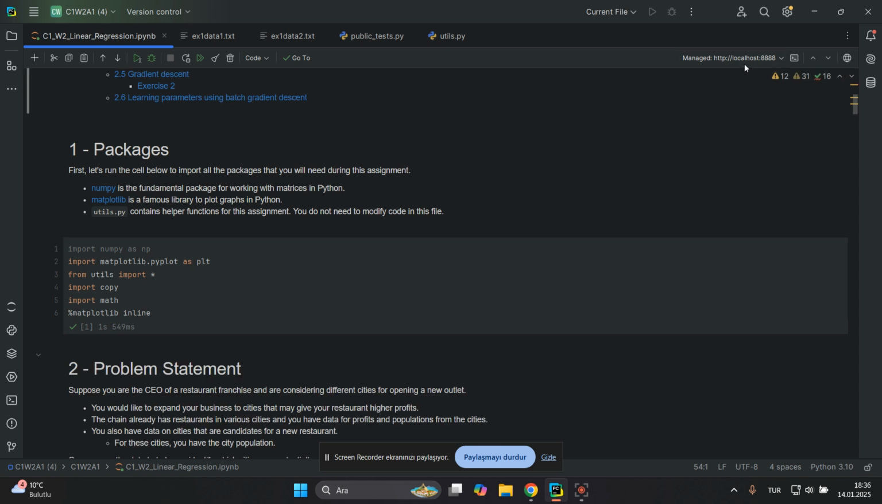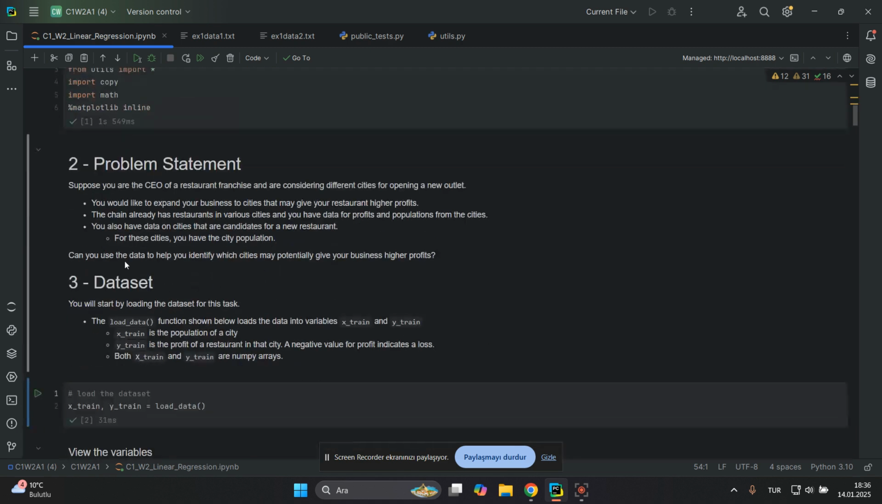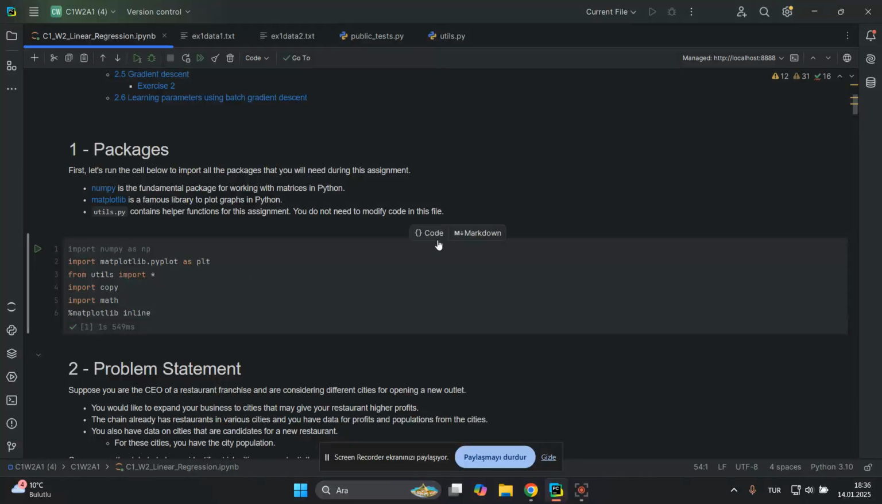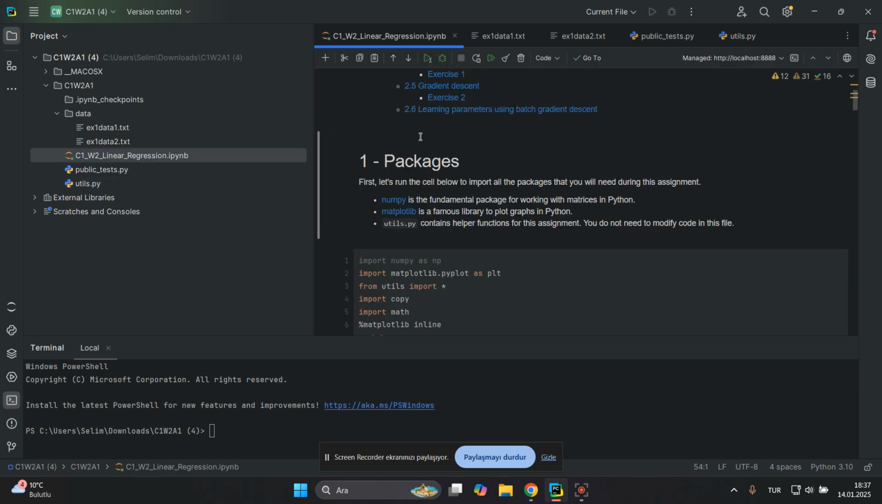For the journal, I'm just choosing the Python. Okay. And in here, first of all, we are just running the cell, importing the NumPy and matplotlib with the utils.py file right here, and we are just importing this one here.